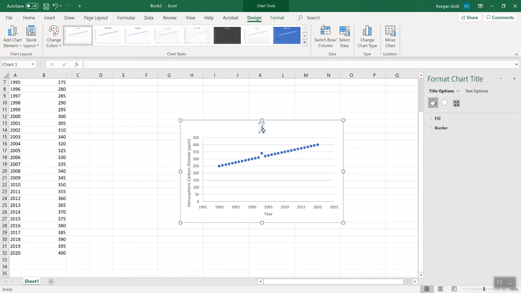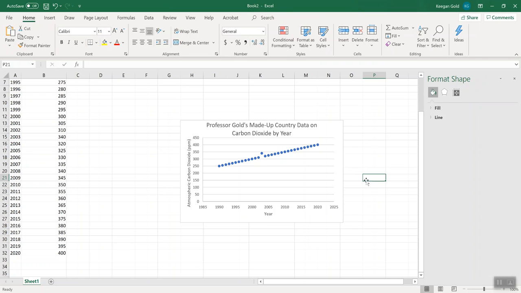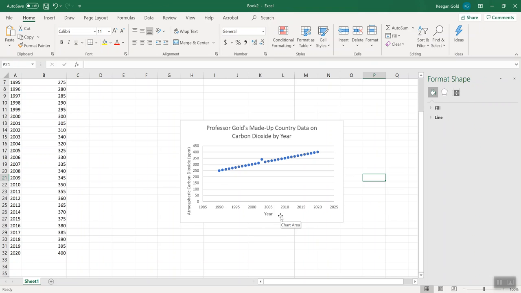Let's say I was trying to, professor gold's made up country, data on carbon dioxide by year. Obviously, I just kind of made this up on the fly, but if I spent some more time thinking and I didn't think about me being recorded right now, I probably would have come up with something even better. But my ultimate goal here is that you understand that you'd want to put something that's a little more detailed.